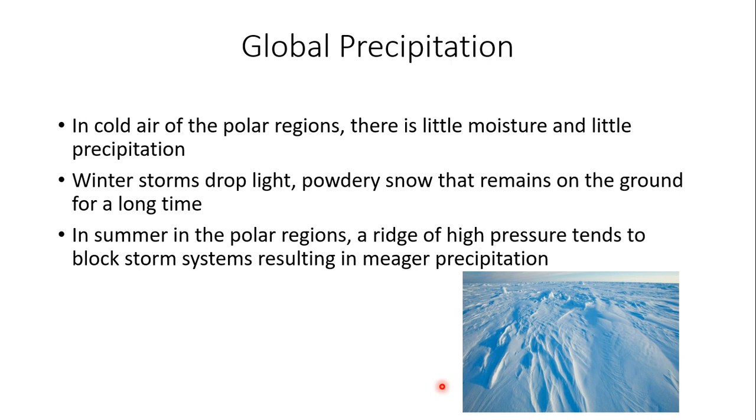Now, in the colder air of the polar regions, there's very little moisture to work with in the atmosphere. Think about this. Colder air is much drier. It has a lower capacity to hold moisture as compared to warm air. So there are very scarce amounts of atmospheric moisture available in the polar areas. Winter storms, when they do occur, tend to drop light, powdery snow.